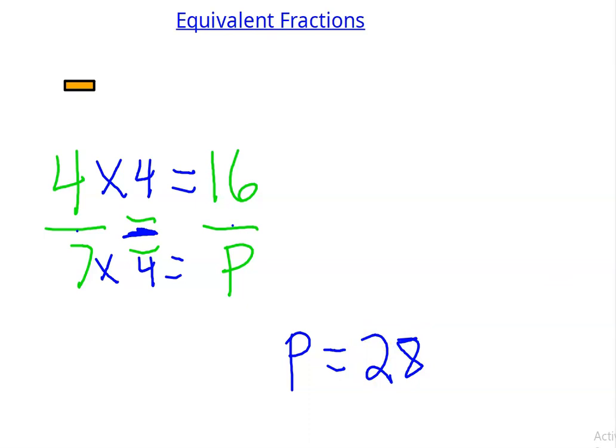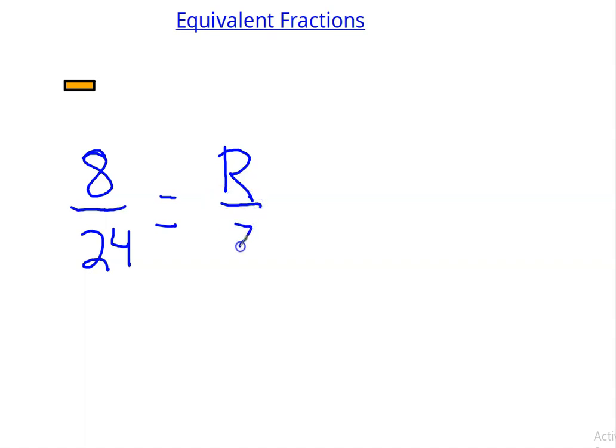All right, so we're going to move to the other side of the equation. So now I'm going to have both of my terms on the left side. 8 over 24, and this is slightly different, equals r over 3.